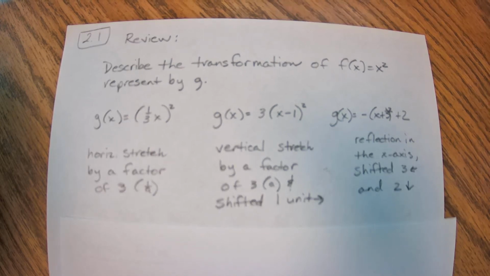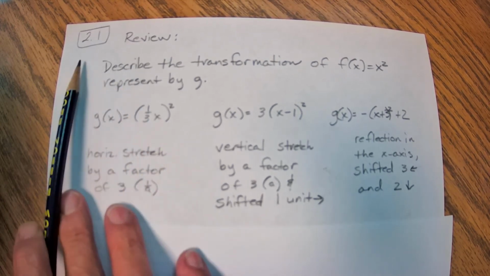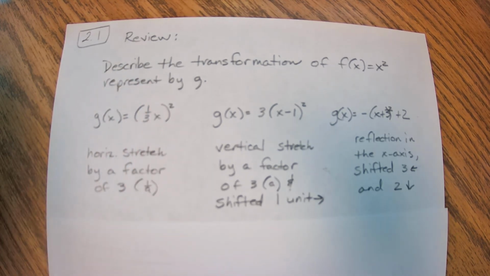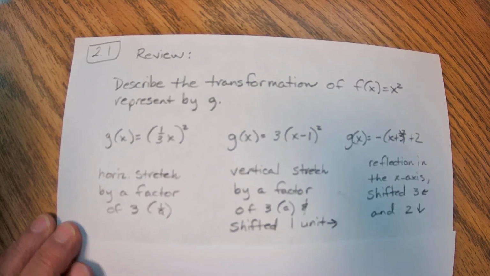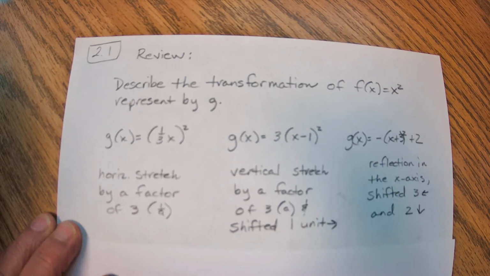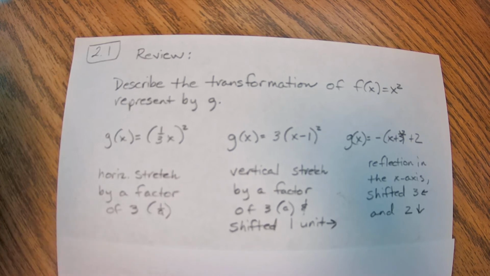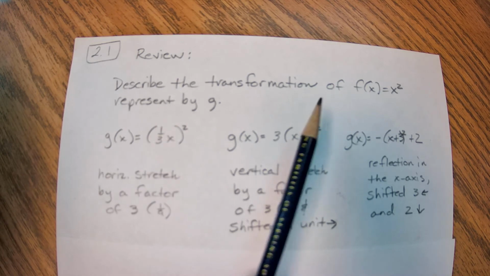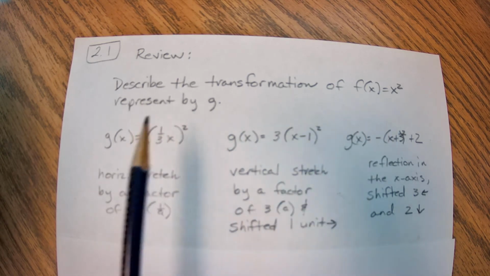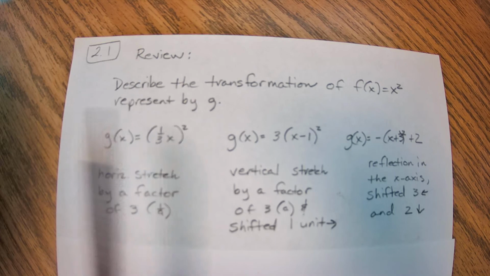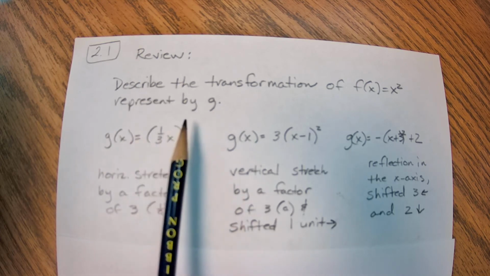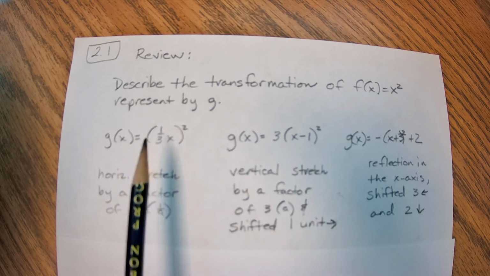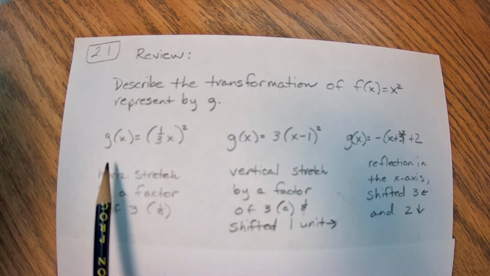Okay, today we're going to start with 2.1, Algebra 2, and I just want to do a really quick review from topics that we started last chapter. So we're going to look at examples where we want to describe the transformation of f of x equals x squared. Chapter 2 is going to be all about the quadratics, all about the parabolas. So we want to describe the transformation of f of x equals x squared represented by g.